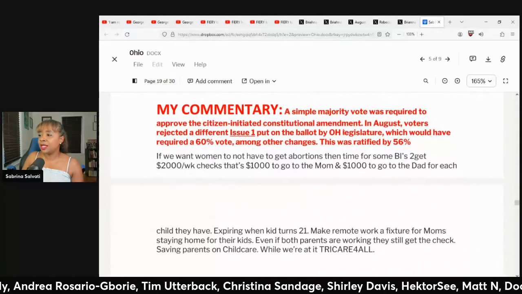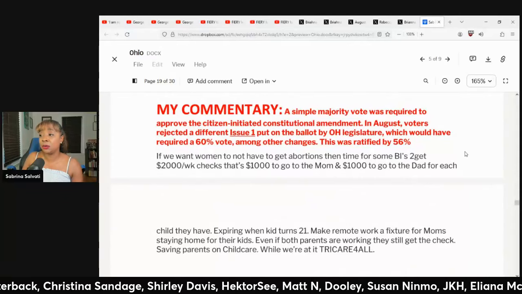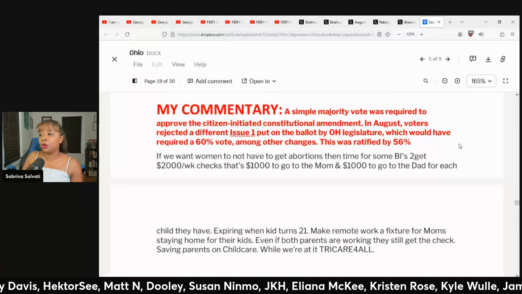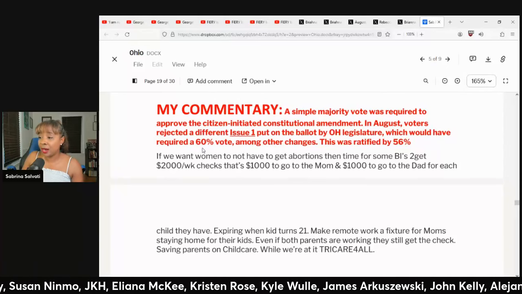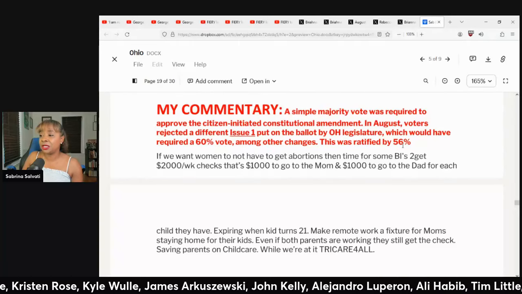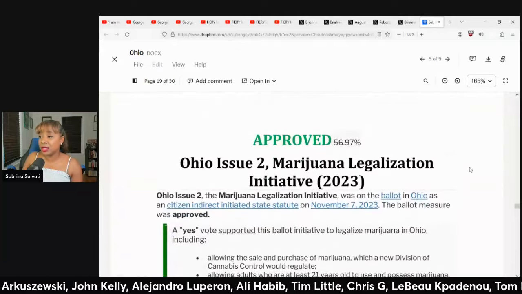Note here from Roger that said a simple majority vote was required to approve the citizen-initiated constitutional amendment. In August, voters rejected a different issue one put on the ballot by the Ohio legislature, which would have required a 60% vote among other changes. This was ratified by 56%. Yeah. And that's where that 60% can become a little scary.